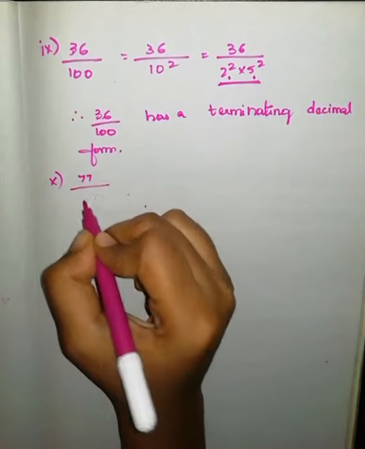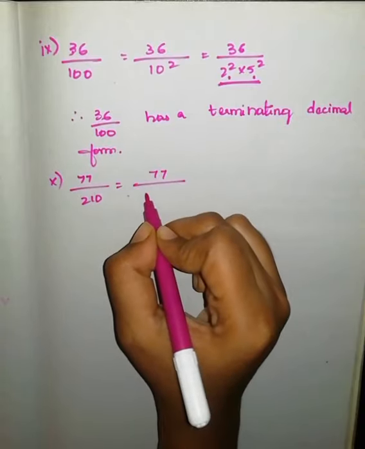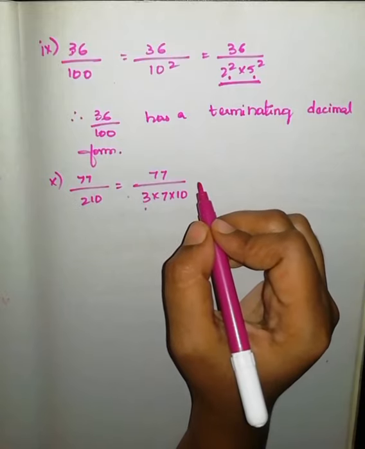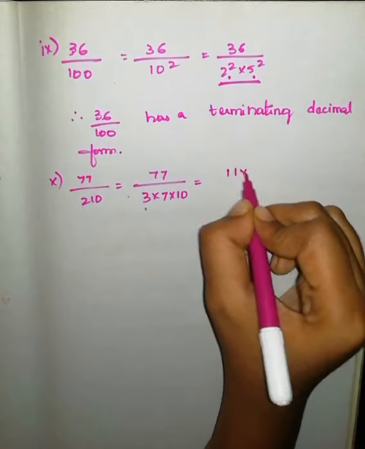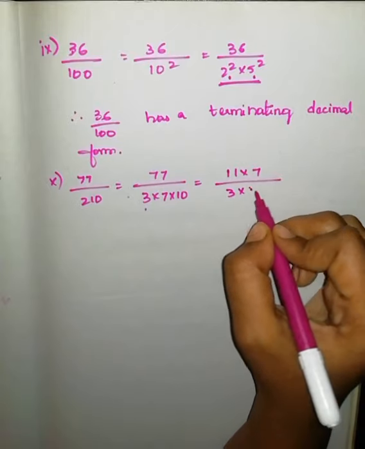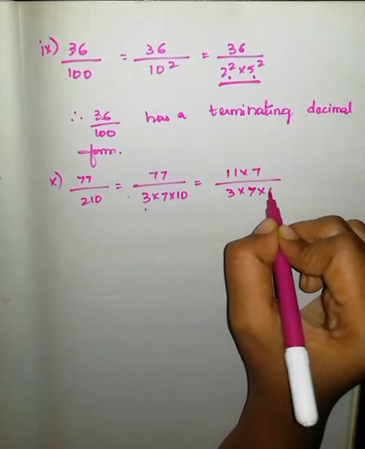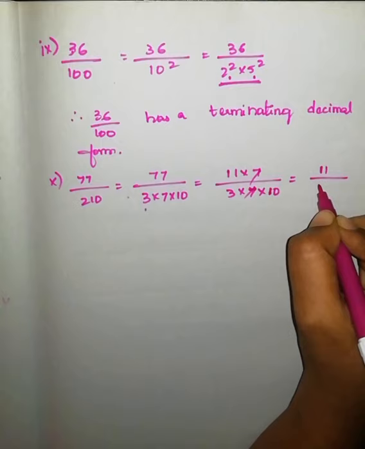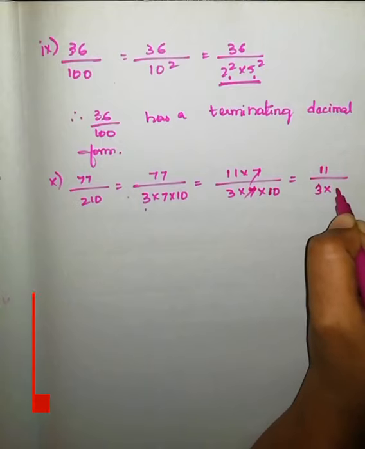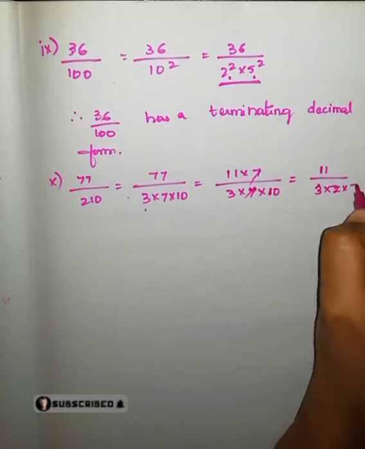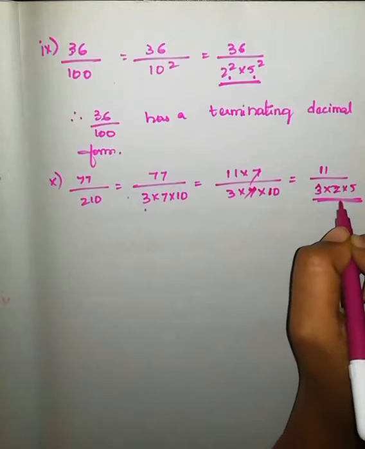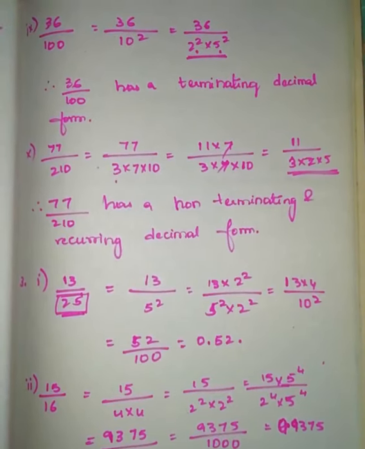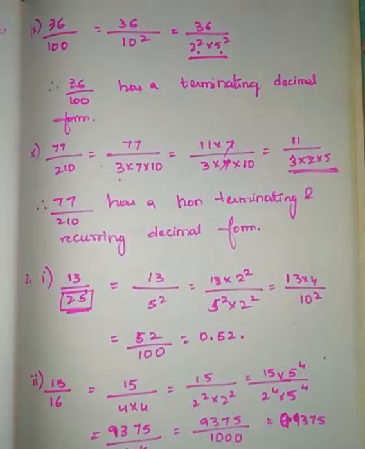Tenth question is 77 by 210, which can be written as 77 by 3 into 7 into 10, or 11 into 7 by 3 into 7 into 10, which is 11 by 3 into 2 into 5, which is not in the form of 2 power n into 5 power m. So 77 by 210 has a non-terminating and recurring decimal form.